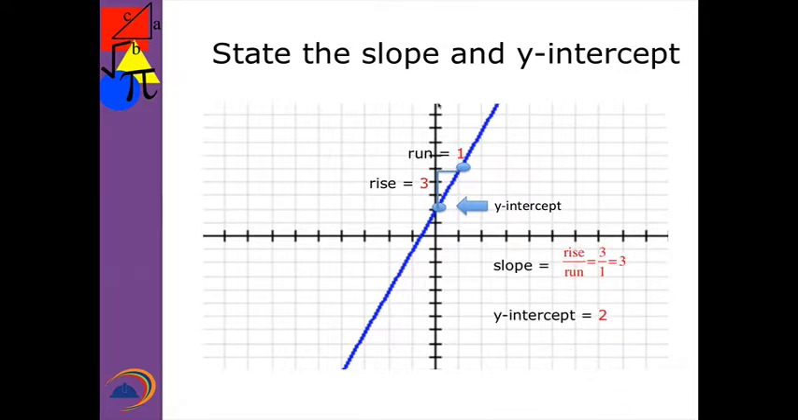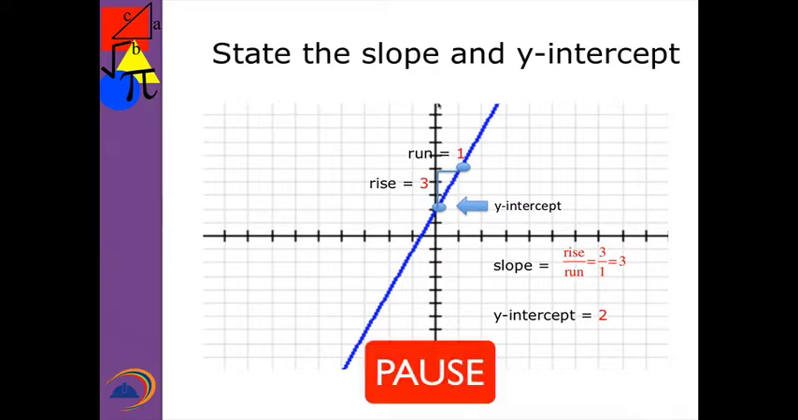So here we go. The slope is rise over run, so 3 over 1 simplifies to 3. The y-intercept is at 2. That's where it hits. And remember, y-intercept is just a number. It's not an ordered pair. So add that to your notes. Pause the video if you need to, teacher, and we'll meet you back here in a minute.